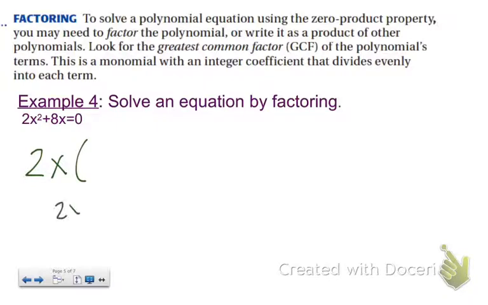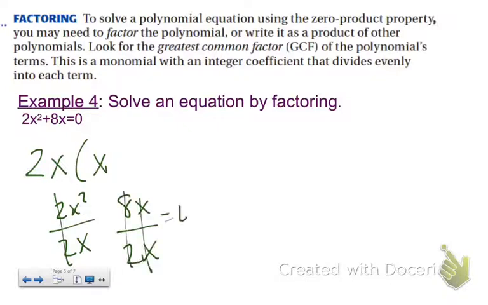So again, 2x squared divided by 2x leaves me with an x, and 8x divided by 2x leaves me with 4. So when I kind of undistribute or factor out a 2x, I'm left with x plus 4 equals 0. And again, if I distribute it, I would get 2x times x is 2x squared, 2x times 4 is 8x. So you can always multiply it back to make sure that you factored correctly.